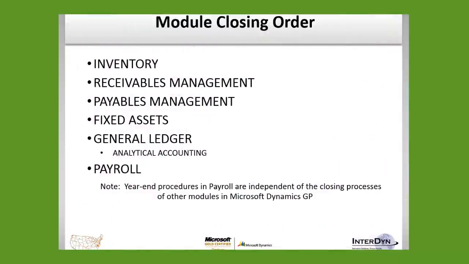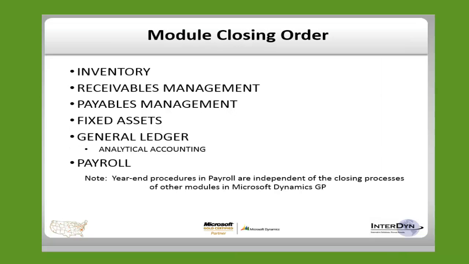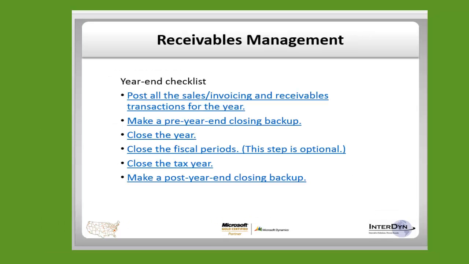There is a specific order in which your modules should be closed within Microsoft Dynamics GP. They are Inventory, Receivables Management, Payables Management, Fixed Assets, General Ledger, and Payroll. Please note that the year-end procedures for payroll are independent of the closing process for your other modules within Microsoft Dynamics GP. The procedures for closing the Receivables Management module are as follows.